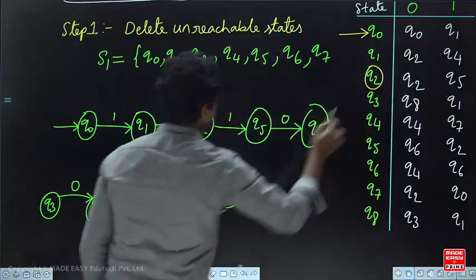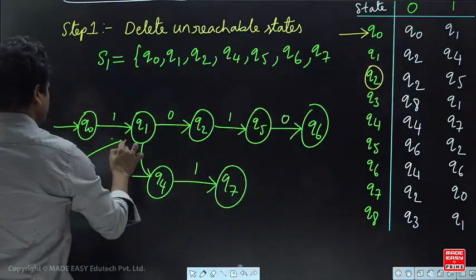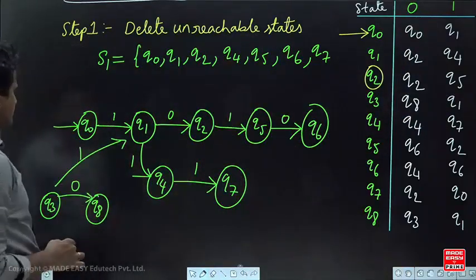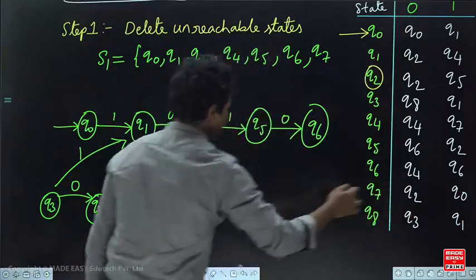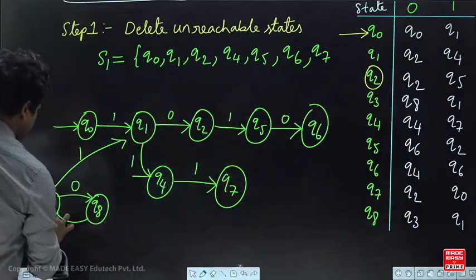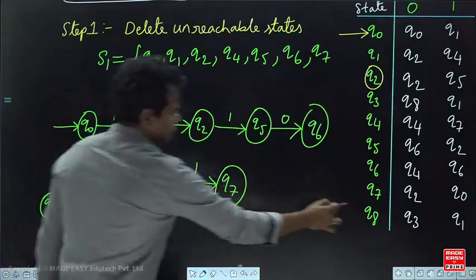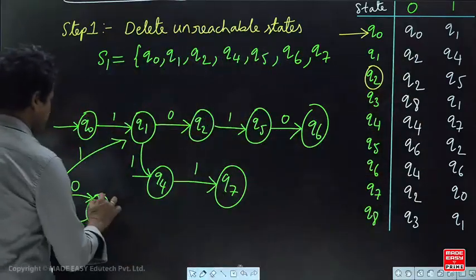Q3 on 1 you can reach Q1. Now Q8 on 0 you can reach Q3. And Q8 on 1 you can reach Q1.